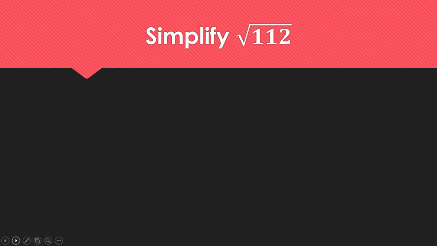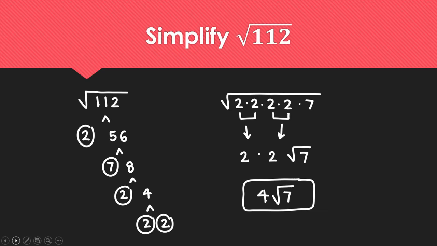So now I want you to pause the video and see if you can simplify the square root of 112. So hopefully when you paused it, there's probably a lot of different ways that you could have broken up the 112. So I just started by knowing that it was an even number, so I know 2 went into it. So 2 times 56. 56 then is 7 times 8. 8 can go into 2 times 4, and then 4 is 2 times 2.